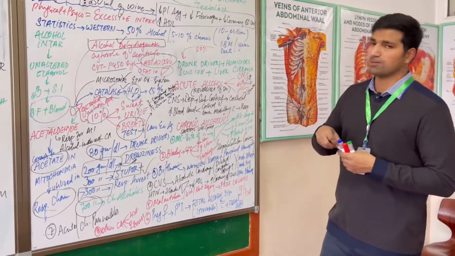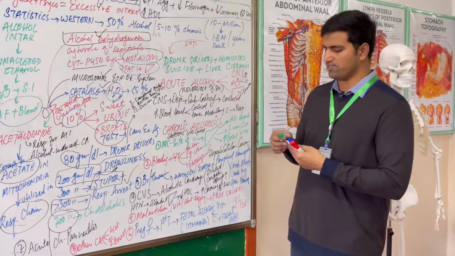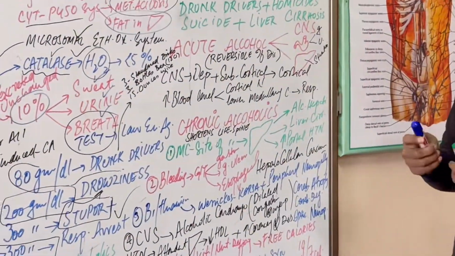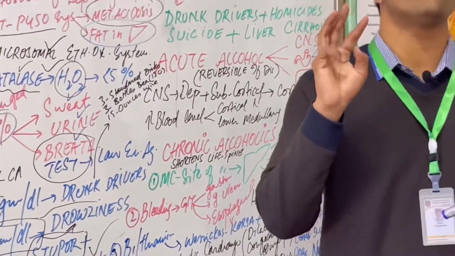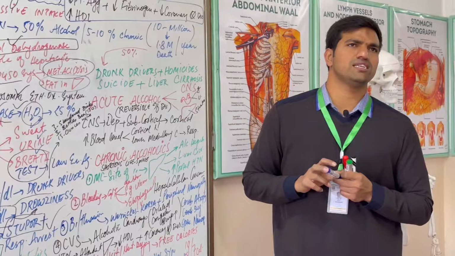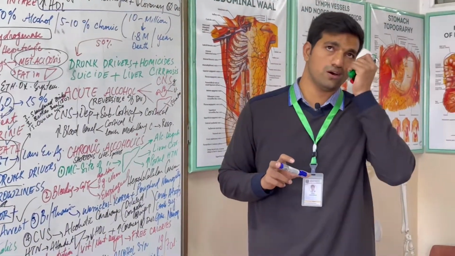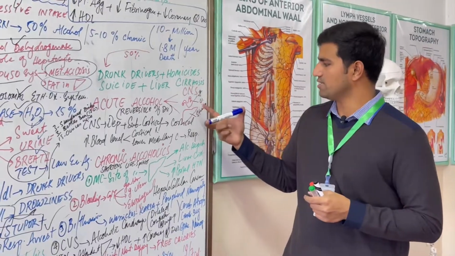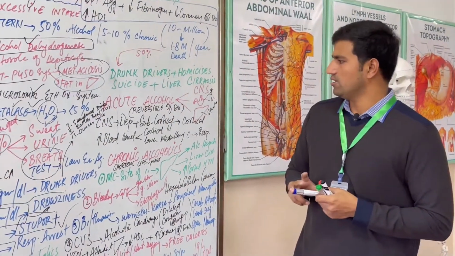Now we will discuss some adverse effects of chronic alcohol and acute alcohol. First of all, acute alcohol. There are 3 target organs in acute alcohol: first of all, CNS, stomach and liver.